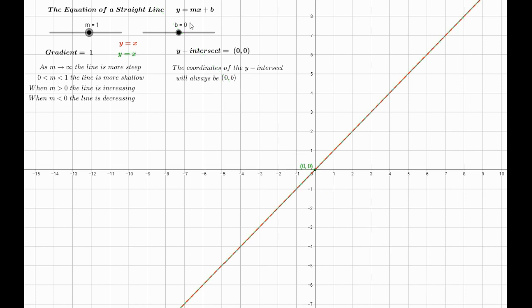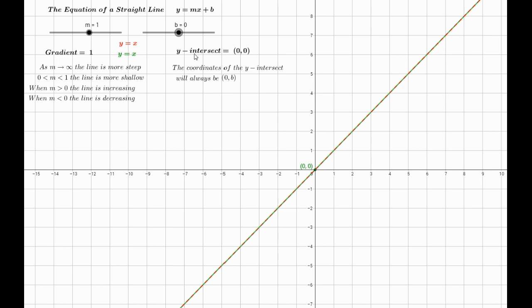b, on the other hand, is what's known as the y-intercept. And I've put a little graphic here, and it shows you what the coordinates of the y-intercept are. It's called the y-intercept because this line here is the y-axis, and the y-intercept is where the line passes the y-axis. As you can see, the coordinate of the y-intercept will always be 0 and whatever the value is for b. I'll show you now.